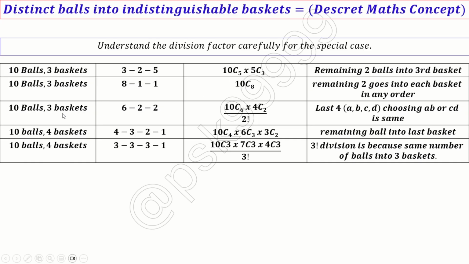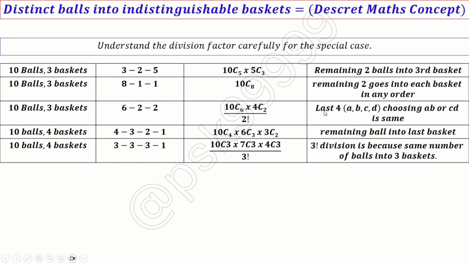Now let's take 10 balls and 3 baskets, 6, 2, 2. First one is very simple. 10C6, I can choose 6 balls from 10. Then I am left with 4 balls. I can choose in 4C2 ways. So this is not my answer. I have to divide by 2 factorial, which is the repetition here. Why should I do this?